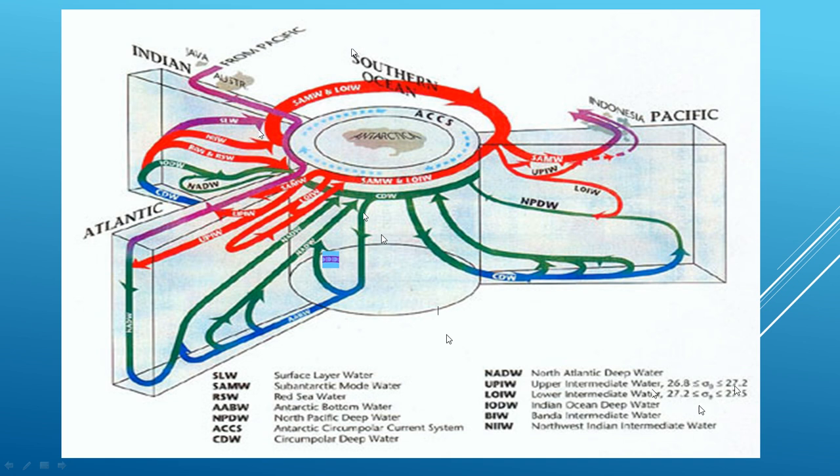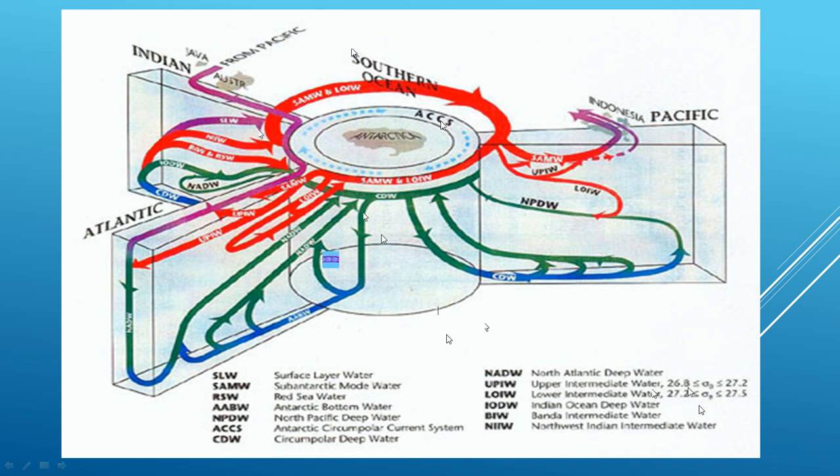And for the upper intermediate water, they're given a density range of 26.8 to about 27.2, or 1,026.8 kilograms per cubic meter to 1,027.2 kilograms per cubic meter, and then 27.2 to 27.5 for the lower intermediate one. They just threw in a couple of values, but that's how you would look at that.